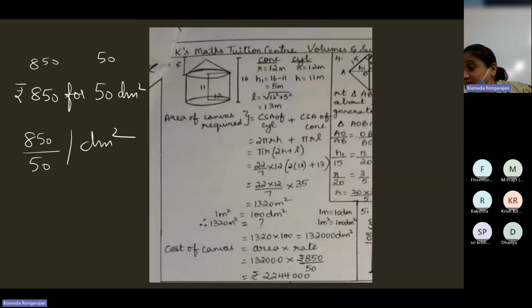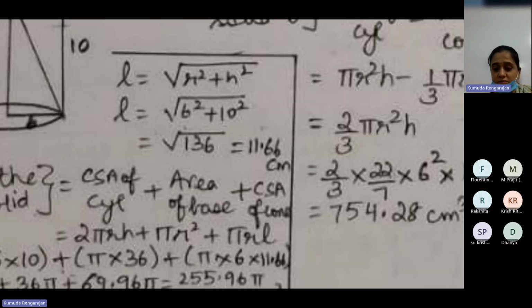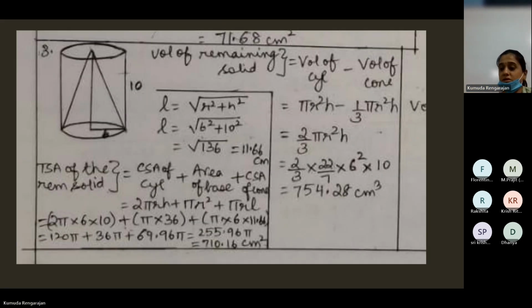Yeah, I want to know the answer from you first. Surface area. Yeah, see you, darling. Yeah. 710 point. Perfect. 16. Yeah. So here you go. Answer for the third one, children. You can see the volume here.